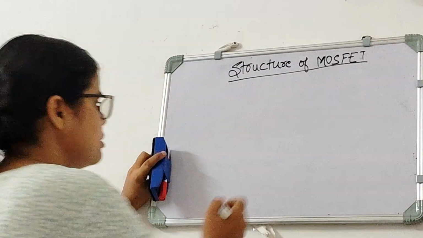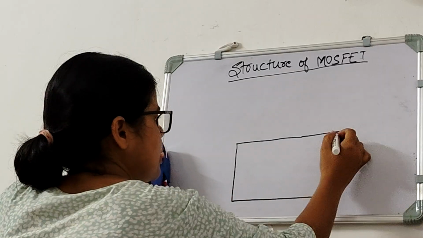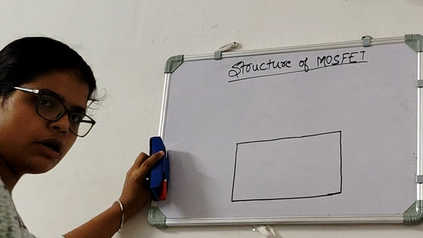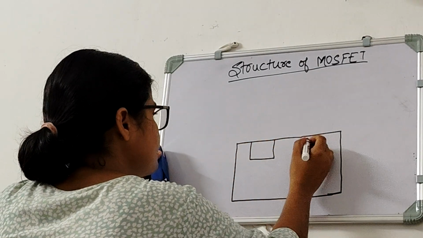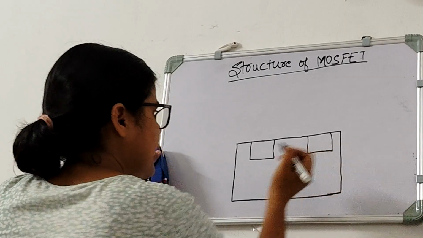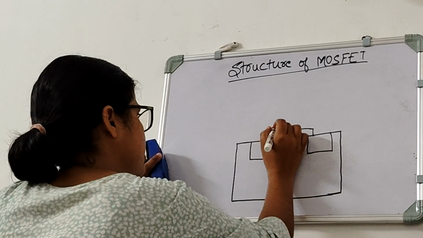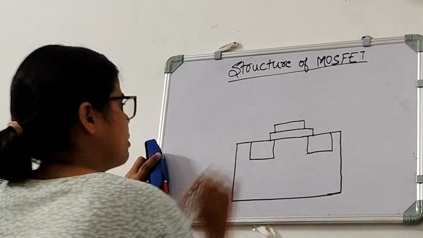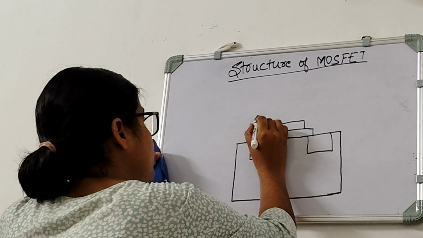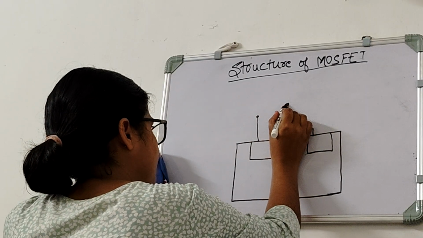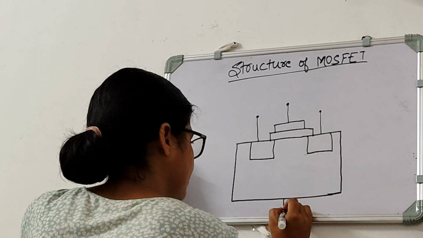For this, we will first draw a big box. Inside that box, we will draw two more boxes. And above this box, there will be a layer, and above this layer, there will be one more layer. And there will be 4 terminals. As we all know, MOSFET is a 4-terminal device. So these are the terminals of MOSFET.